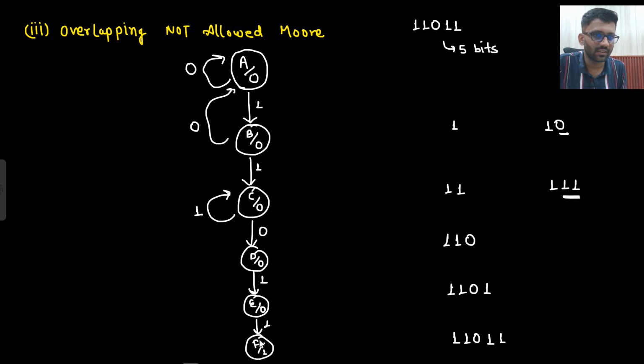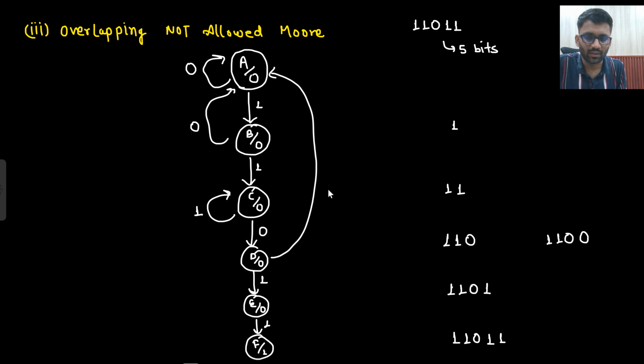Now if I am at D, that means 1 1 0 has been applied. If 1 is applied, I am going to the next state. But if 0 is applied, I will look for the best case. 1 0 0, can't see anywhere. 0 0, can't see anywhere. Single 0, can't see anywhere. Again I will have to start from A only, for the applied input 0.